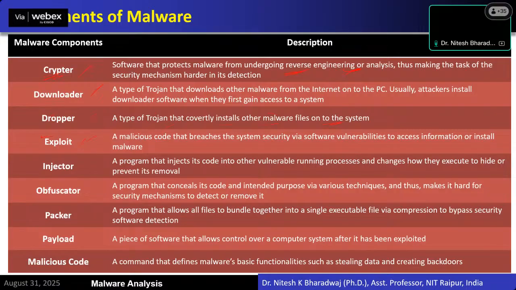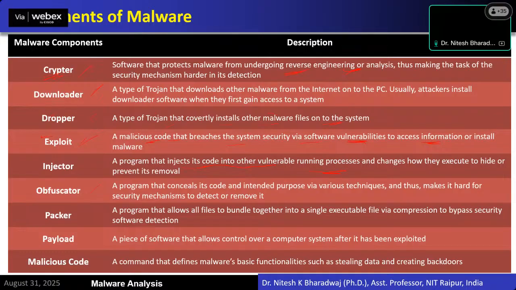Then you have exploit, which is very much involved in exploiting vulnerabilities. These are the malicious codes that breach the system security via software vulnerabilities to access information or install malware. Then we have injector. They inject their code into the vulnerable running processes and applications. Then you have obfuscator. They change the format or encode or scramble the bits.